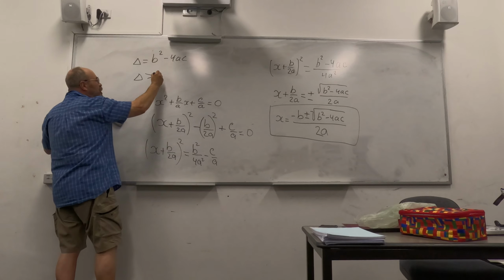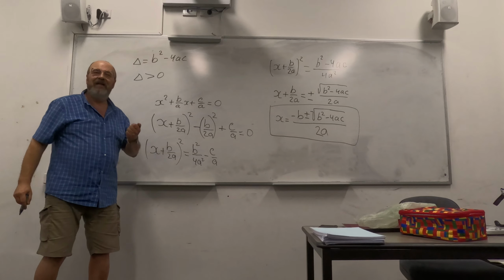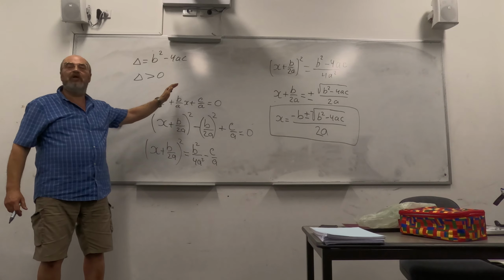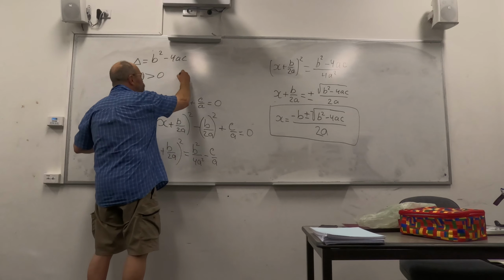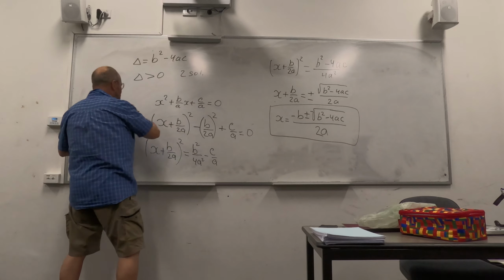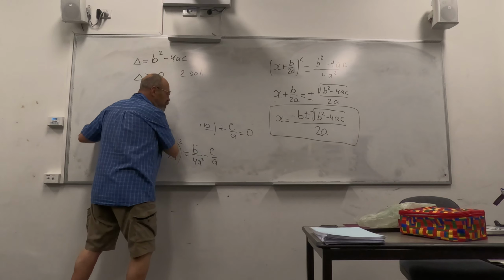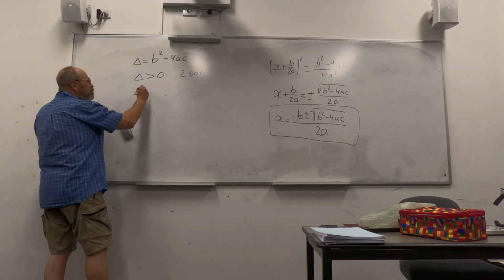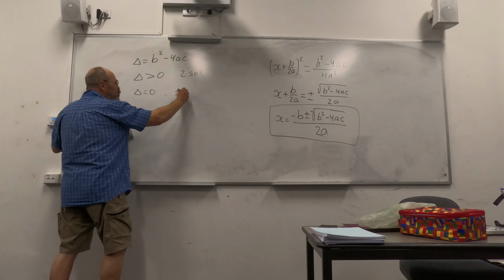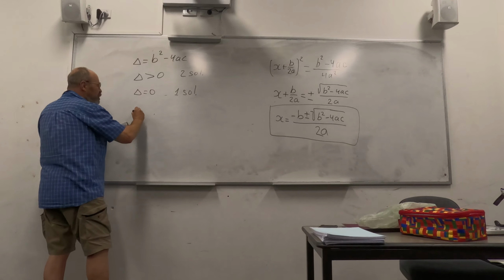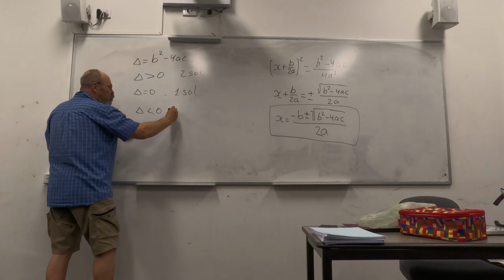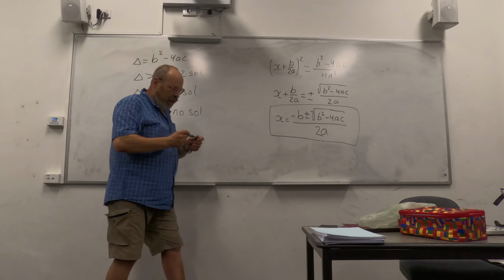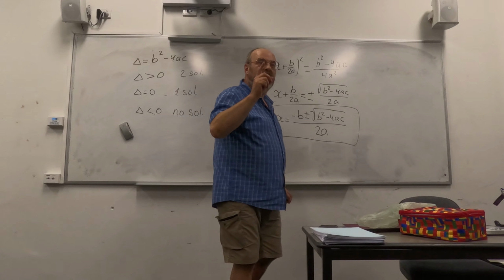If the discriminant equals 0, there is one solution. If the discriminant is greater than 0, how many solutions? 2. You get 2 solutions. And if the discriminant is less than 0, no solution in real numbers.